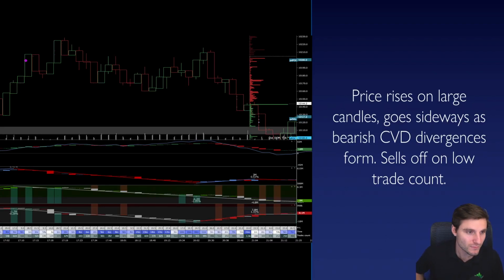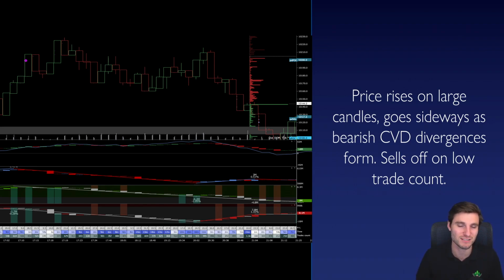And this is another example where we can see price rises on large candles, and then it goes into a sideways period. Okay, you get the bearish CVD divergences, and then you sell off once more on a low trade count. So it's looking at the first large candles into a level, low liquidity. You do not get the head fake on this, but nevertheless you build up bearish CVD divergences, and then you get a sell off once again. This wasn't a perfect example, but more for the theory for you.